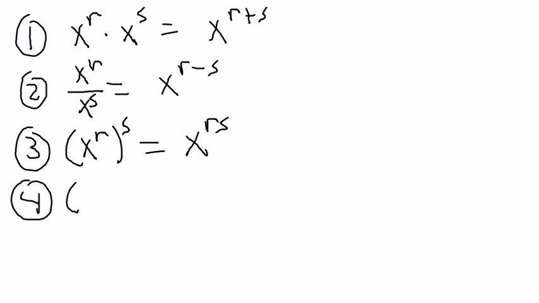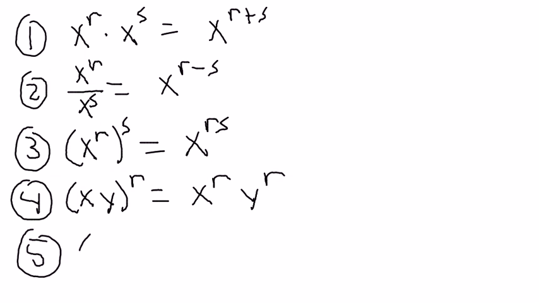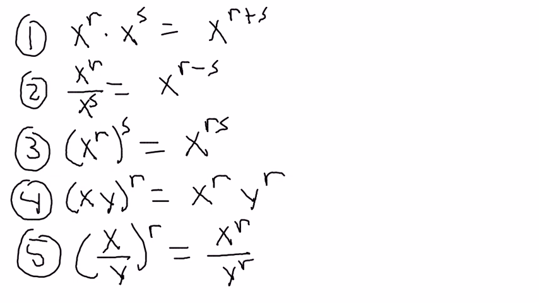If you have a product like xy raised to the r power, you can do them individually, so you have x to the r and y to the r. You can do that same thing for a quotient: x over y raised to the r is x to the r over y to the r. Those are just basic properties of exponents.